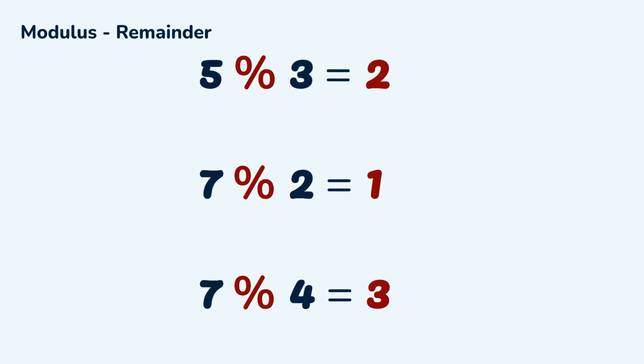Basically what is happening here is that the modulus operator gives us the remainder after performing an integer division. So we can say that after dividing 5 between 3, the remainder is going to be 2. After dividing 7 between 2, the remainder is going to be 1. After dividing 7 between 4, the remainder is going to be 3.